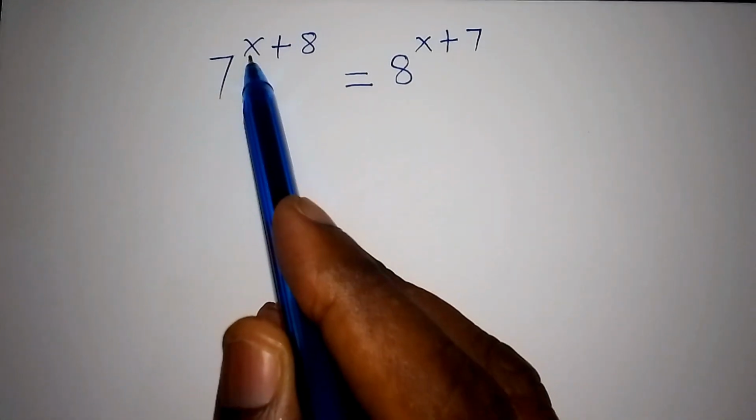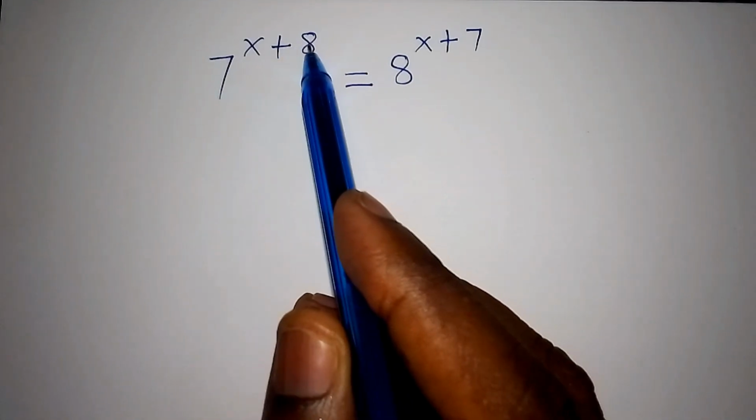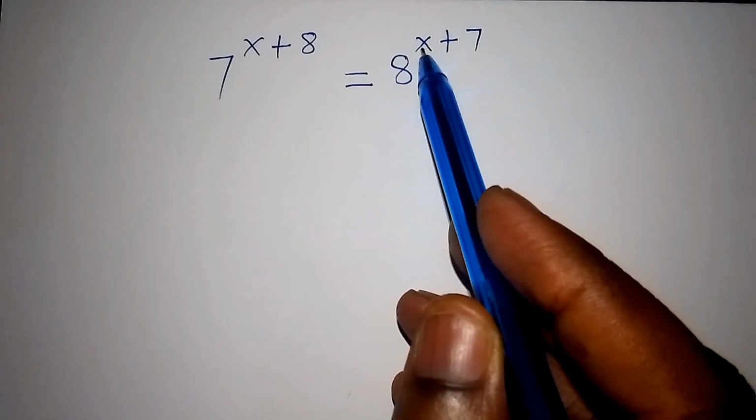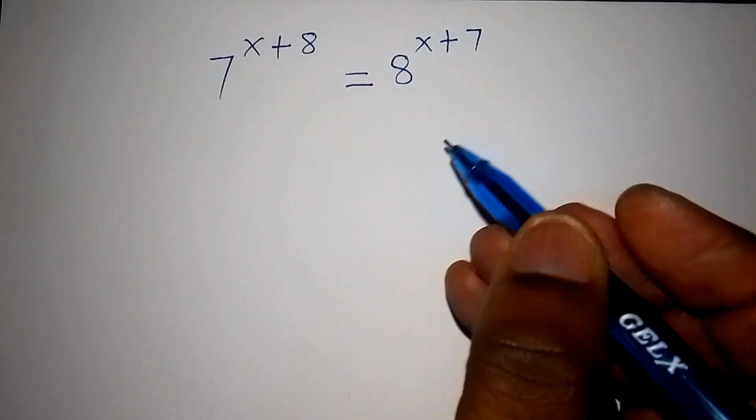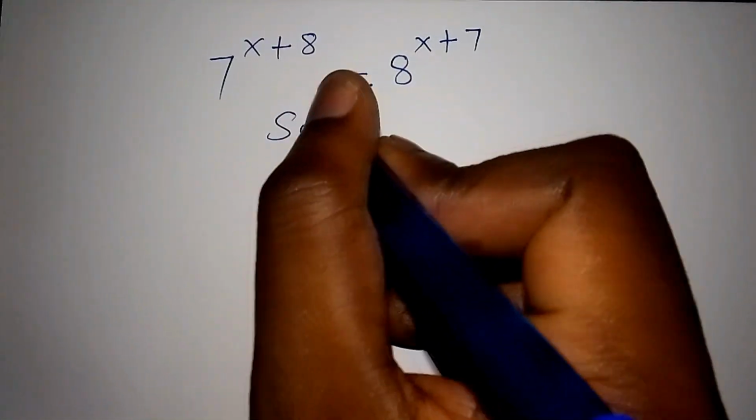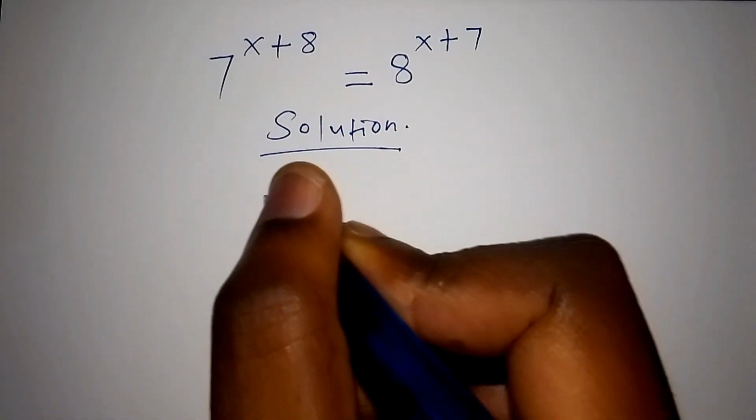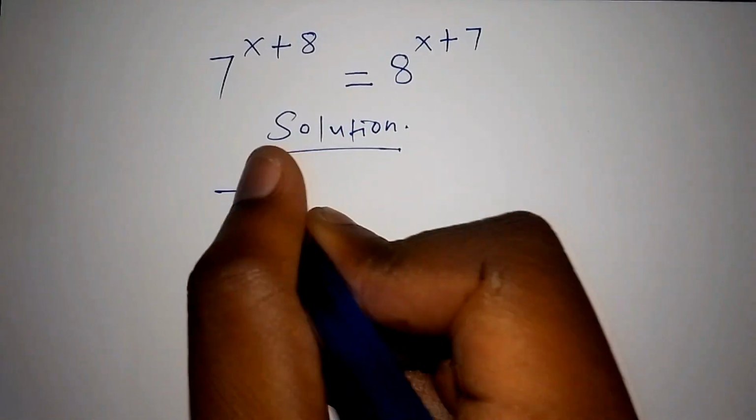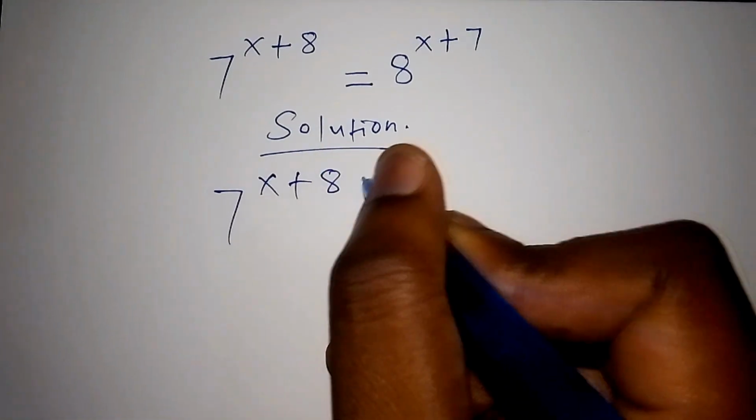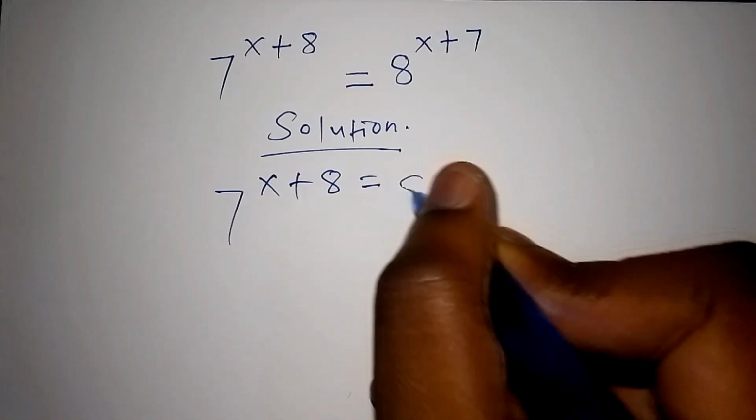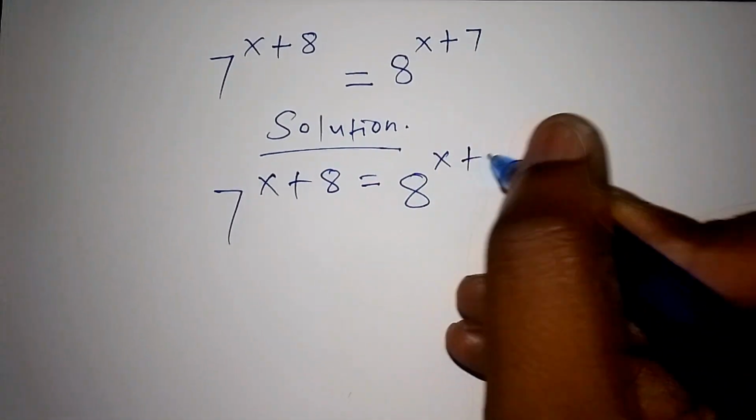So we have 7 to the power of x plus 8 equals 8 to the power of x plus 7. We are asked to find the value of x. So let's work it out by first having the solution. Here we shall have 7 to the power of x plus 8 equals 8 to the power of x plus 7.